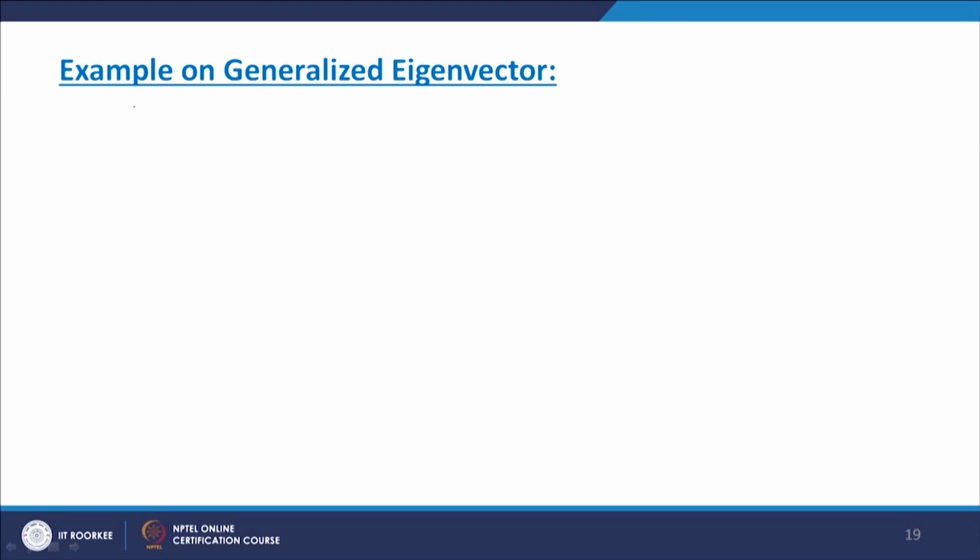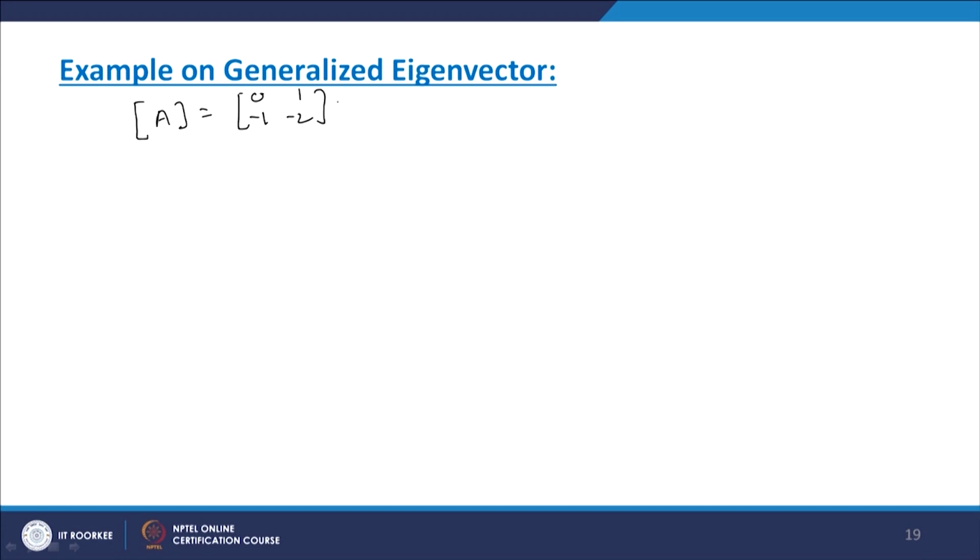Now here we observe that the eigenvalues are distinct, but it may be possible that sometimes the eigenvalues are repeated. Then in that case how do we calculate the eigenvector? Now we start solving an example on generalized eigenvectors. So I have written a matrix A as A equal to 0 1, minus 1 minus 2.